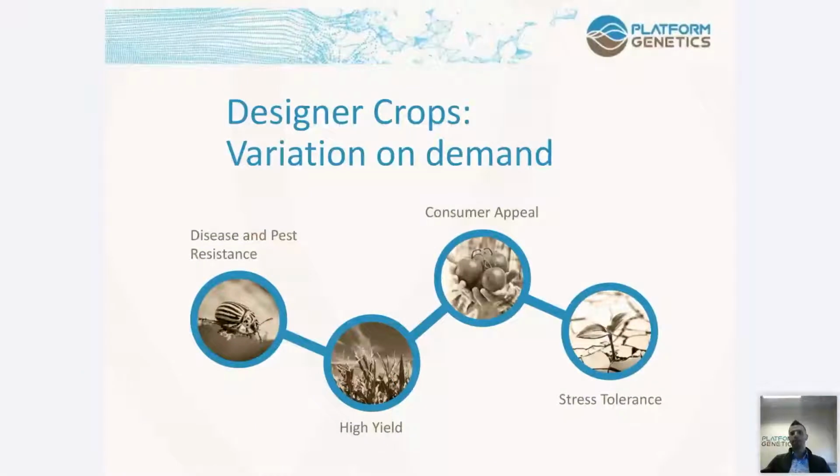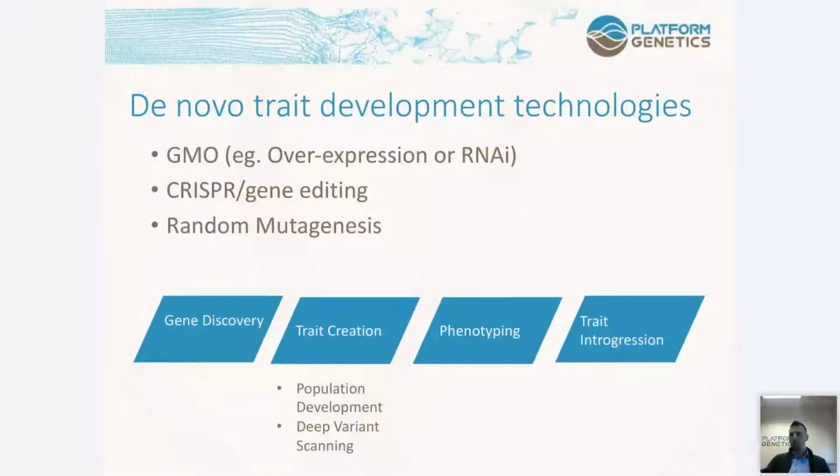And Platform Genetics is equipped with workflows to create designer crops through creating and accessing genetic variation. So everything from disease and pest resistance to improved consumer appeal and stress tolerance. So trait development. If you open your plant breeding textbook, there's probably a section on trait selection or mass selection, moving trait population averages. But really what we're talking about today is de novo trait development, or creating a trait that didn't really exist before.